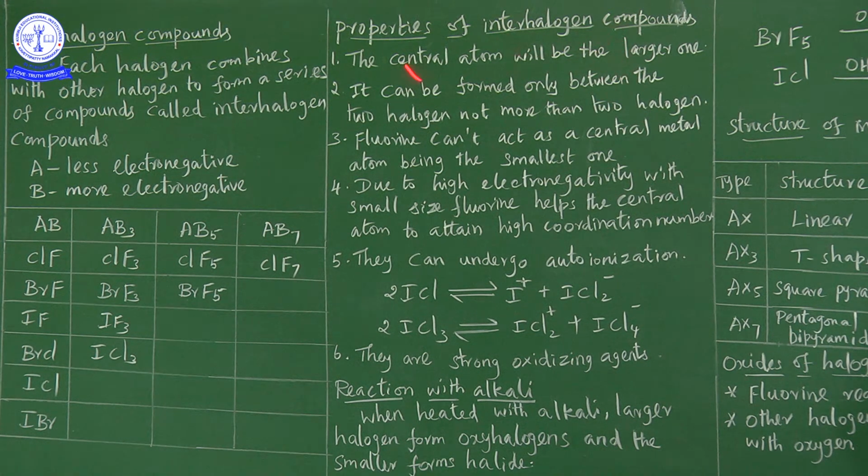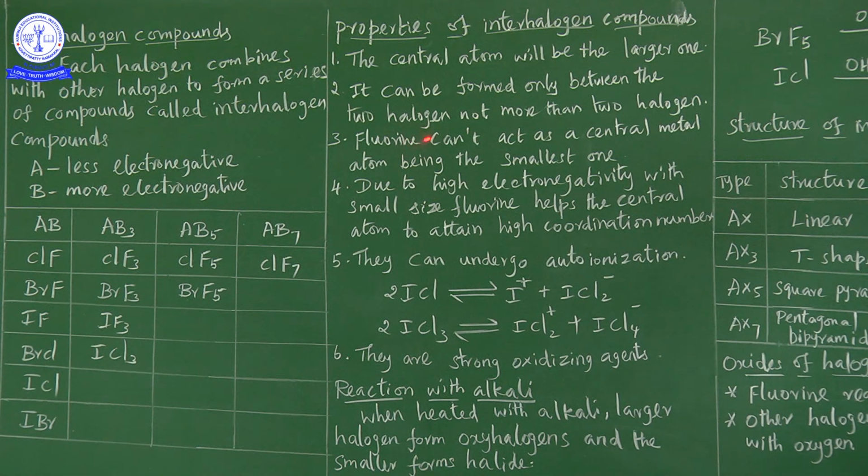Among the two halogens, which one is the largest is the central atom. Then the second property is that it can be formed only between two halogens, not more than two. In AB, AB3, AB5, AB7 only two halogens, A and B, are present. The number of atoms of each halogen may vary, but not more than two types of halogens are present in interhalogen compounds.